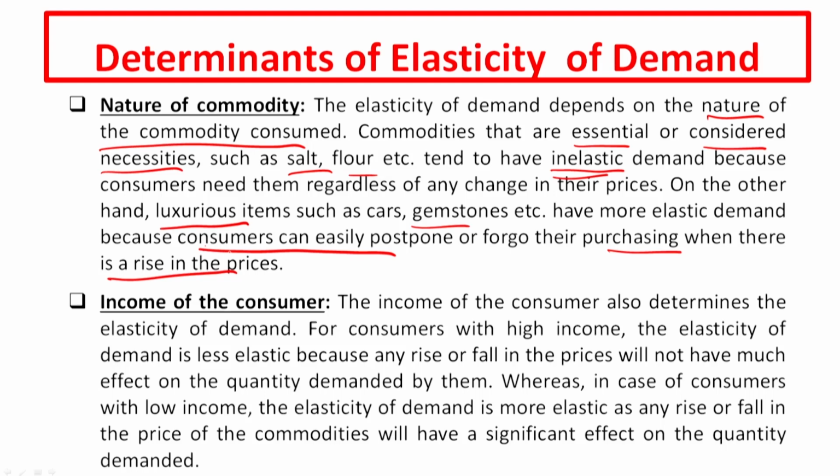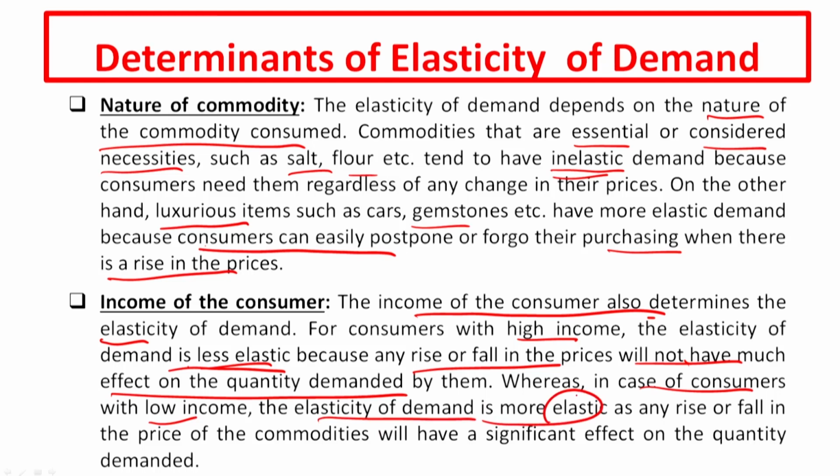The next point is income of the consumer. The income of the consumer also determines the elasticity. For example, for consumers with high income, the demand is less elastic because any rise or fall in the prices will not have much effect on the quantity demanded by them. Whereas in the case of consumers with low income, the elasticity of demand will be more elastic, as any rise or fall in the price of the commodity will have a significant effect on the quantity demanded.